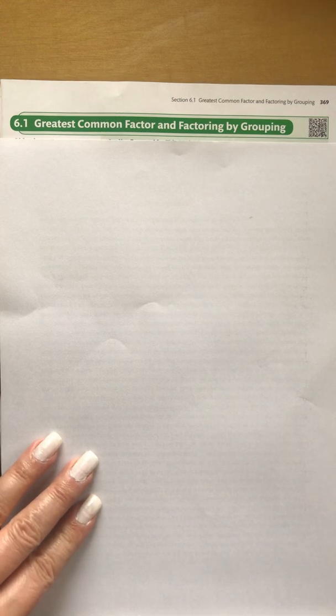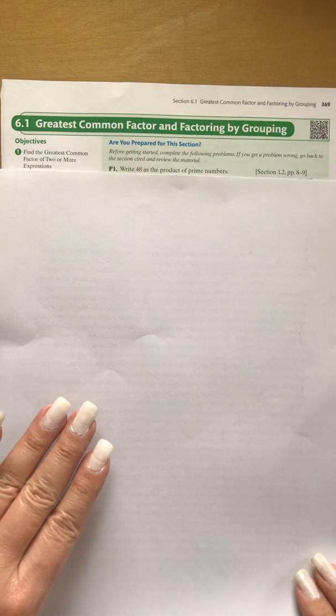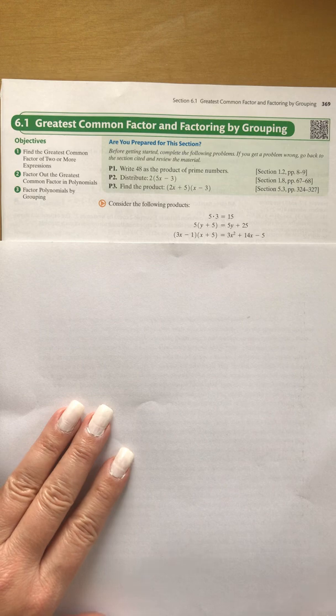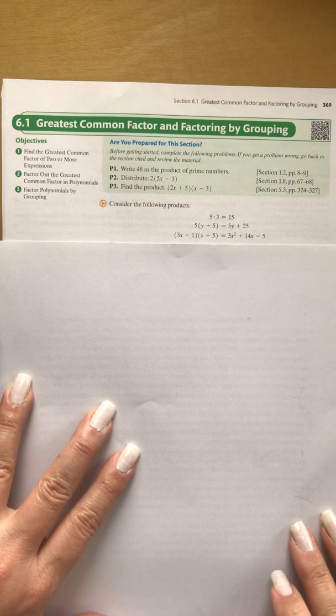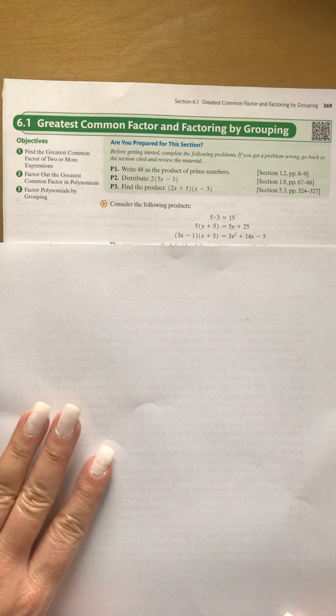Math 70, Section 6.1, Greatest Common Factor and Factoring by Grouping. The information you're going to be learning in this chapter is extremely important because you're going to be using it throughout the rest of this class and into Math 1000 and so forth. Factoring involves every math class that you take, even pre-calc and calc. So let's talk about what a factor is.